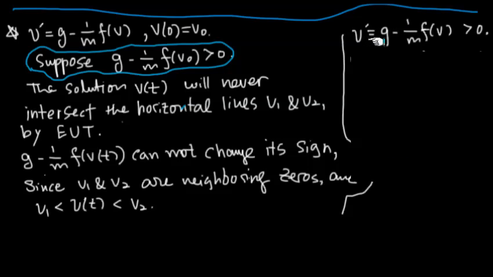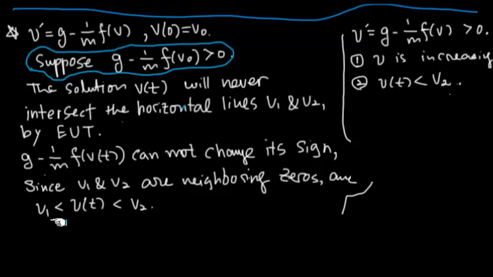Now over here, the right-hand side is positive. That means v prime is always positive, and that means the function is increasing. That's one fact we have. The second fact is that the function is trapped in between v1 and v2, so it cannot exceed v2, but it keeps increasing. From there, we can conclude that v infinity, the limiting velocity, exists. We don't know if it is v2 or v1, but because it's increasing and bounded, its limiting velocity must exist.